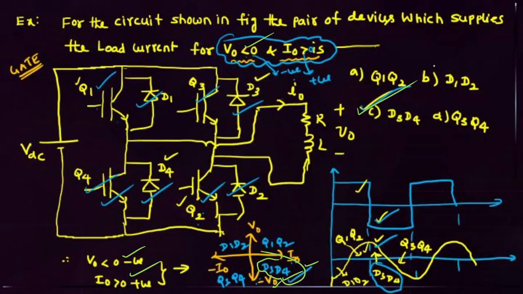Like that you have. But if they give voltage less than 0, current greater than 0, that means voltage negative, current positive. That is fourth quadrant. In the fourth quadrant, which devices will conduct? D3, D4 will conduct. Yeah, that is one concept that you have to concentrate on.